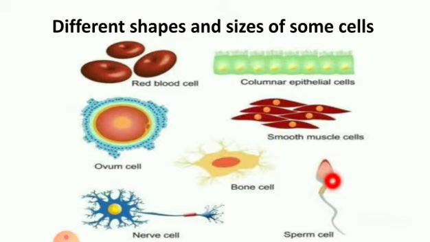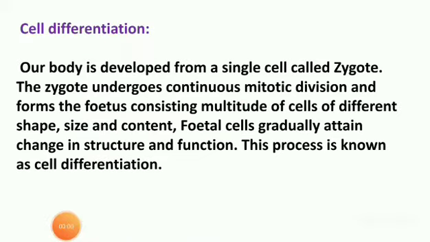This is the sperm cell. This is the nerve cell. These are the different shapes of cells. Do you understand, children? Next, cell differentiation.